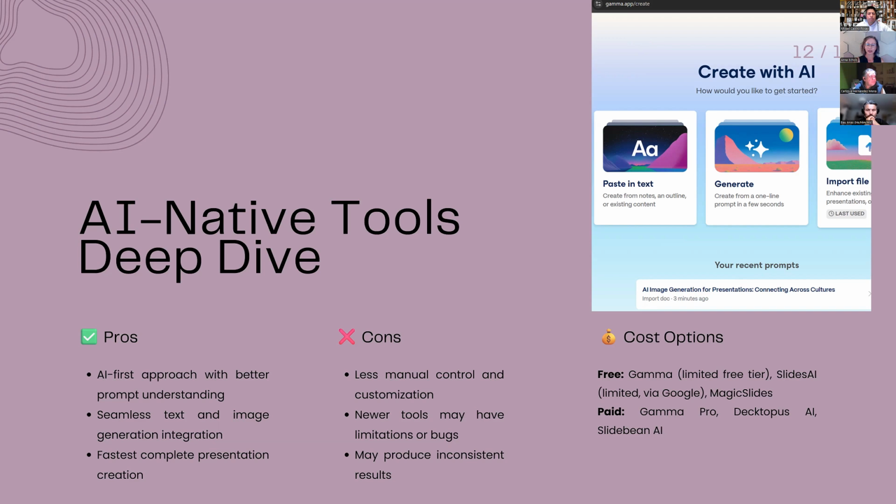And then we have Slides AI and Magic Slides. The paid versions, we have Gamma Pro, Decktopus, SlideBeam AI. I think it should be Beam anyway. So it's so much faster. That is really great. And you've got the seamless text and image quality. It's really amazing quality that comes out. You do have less manual control, and there may be some bugs. I've heard that some of these early tools had issues, but I'm seeing pretty good results at this point.